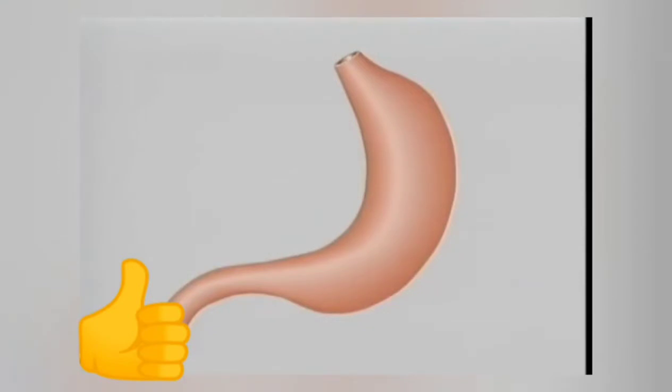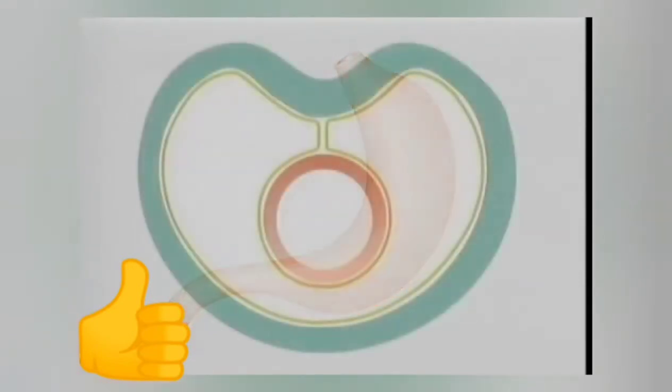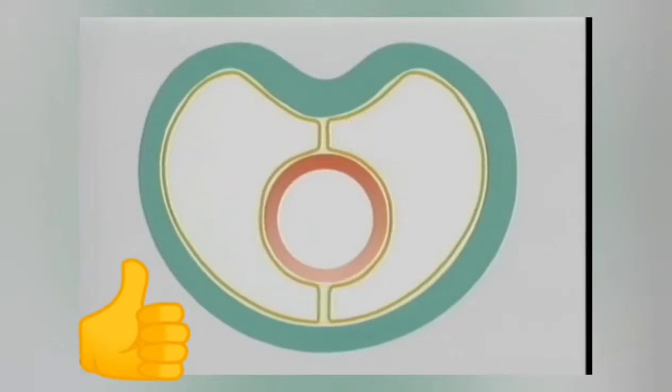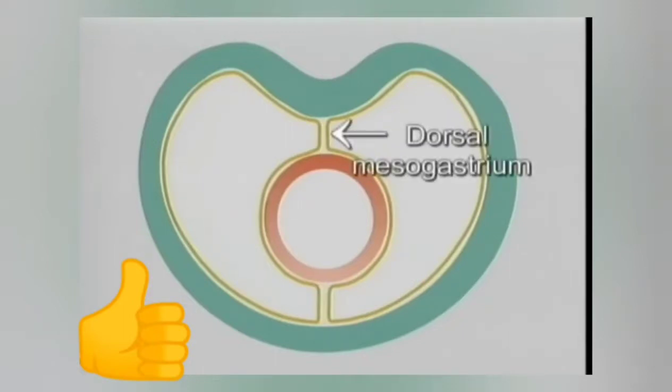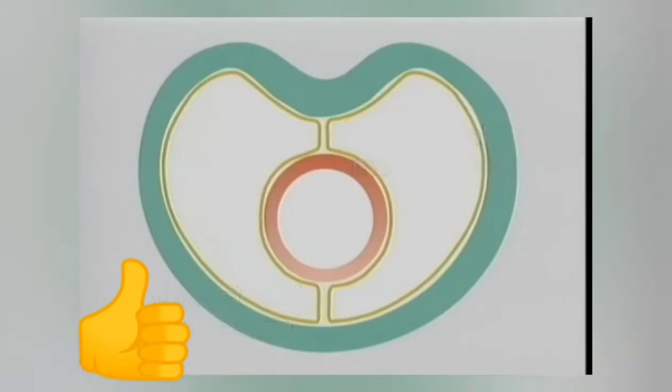The foregut is different from the rest of the GI tract. The hindgut and midgut are attached to the body wall by a double fold of peritoneum, only along the back. The foregut is attached also at the front. Its two attachments are the dorsal mesogastrium behind and the ventral mesogastrium in front.